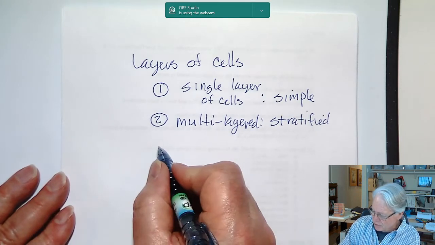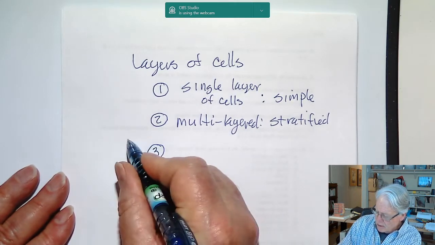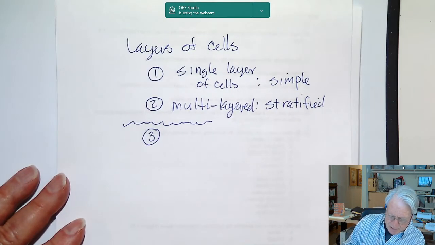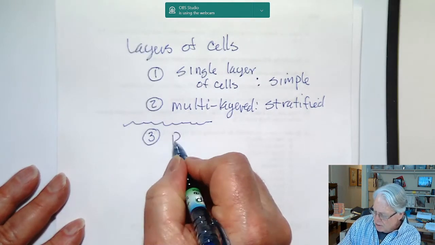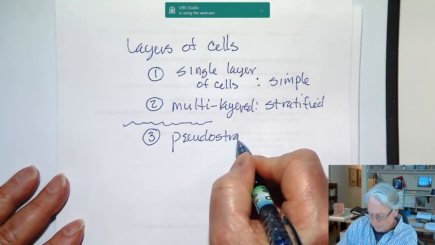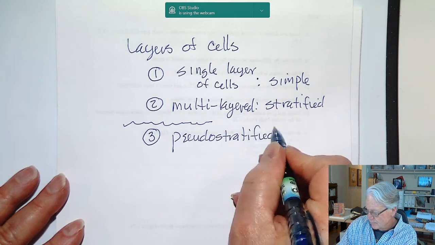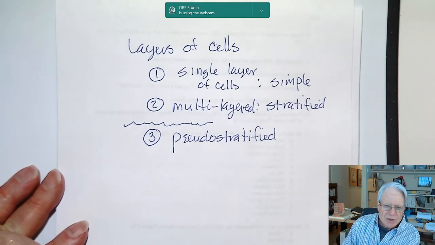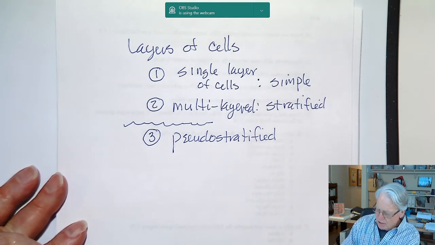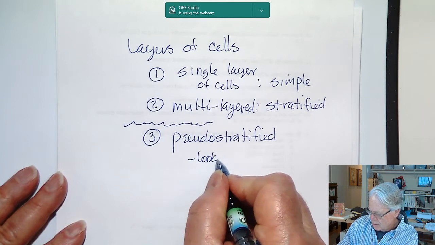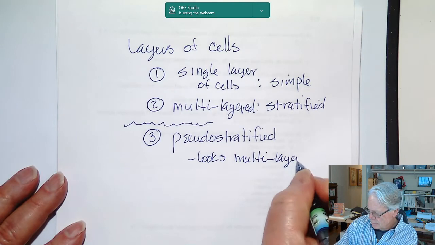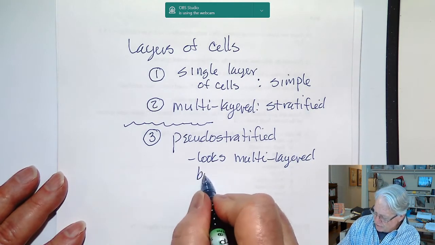Unfortunately, they've thrown in a little curveball on you. And I'm going to put another little squiggly line here. There is another possibility, and that's going to be called pseudo-stratified epithelium. Pseudo, meaning it looks like it's stratified, but in fact it is not. So it looks multi-layered, but is not actually.